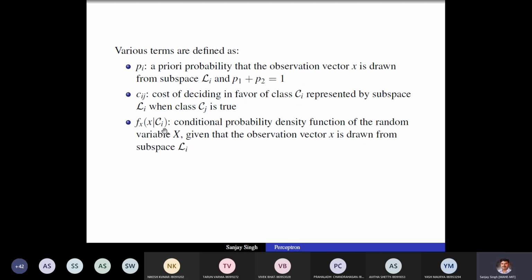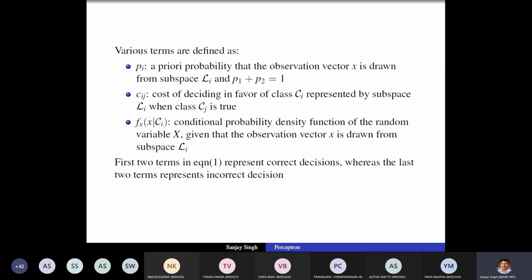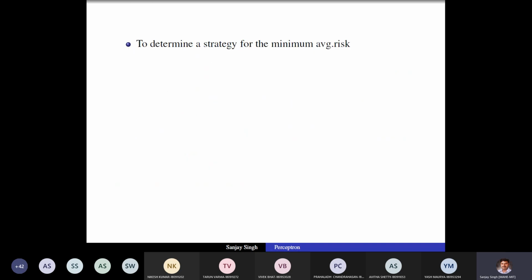So it means it belongs to the same class only. So this is the probability density function, this is the prior probability, this is the cost incurred. Now things are clear to us. Now the first two terms in equation 1, which you saw previously, represent correct decisions, no misclassification, whereas the last two terms are incorrect decisions, right?